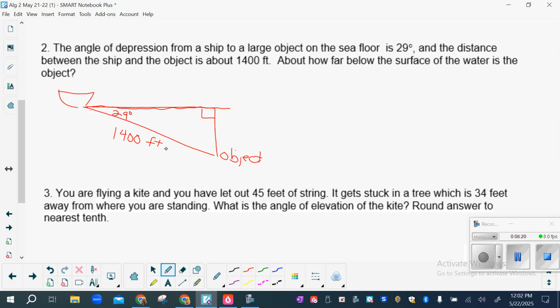Okay, so we want to know how far below the surface of the water the object is. So here's the surface of the water. Which part of the triangle would that be? So that would be the other one, the opposite. Yeah, opposite, that's right. So this opposite side, we'll call it x. Does that make sense? How far below the surface?